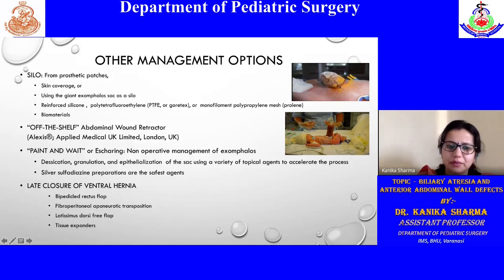The off-shelf abdominal wound retractors are also used, which are just placed under the skin and traction is given. Another important method is the paint and wait method, or escharring technique. This is one of the non-operative managements for exomphalos, when we have sacs which we paint with silver sulfadiazine or alcoholic mercuric paint. So the entire sac starts desiccating, and granulation comes over it.